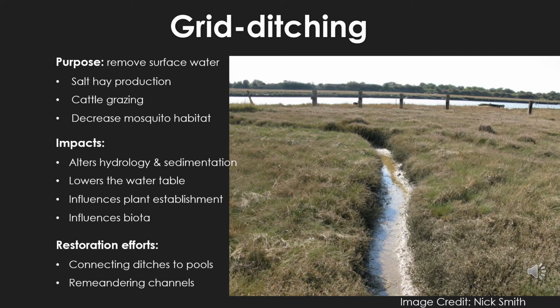Ditching can also allow fresh water to drain from nearby uplands directly into and through the marsh, which also affects plant composition. Furthermore, ditching can increase areas of exposed mud, increase woody vegetation, and decrease macroinvertebrate populations. Restoration efforts to reverse these effects include connecting ditches to ephemeral or shallow pools and remeandering channels.